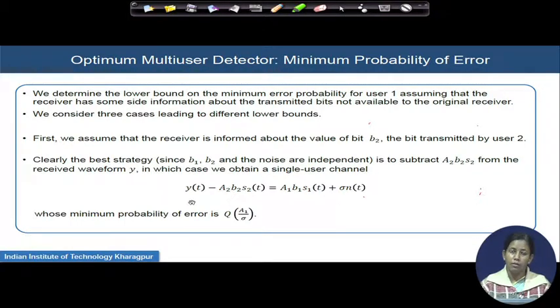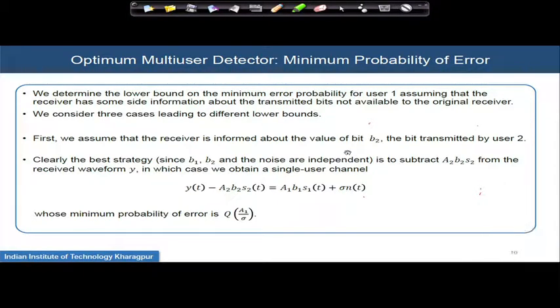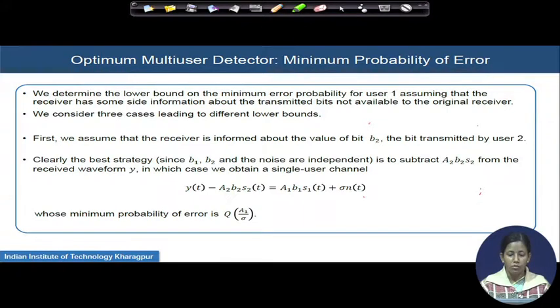The first condition is that we assume that the receiver is informed about the value of bit 2. So, we know what bit 2 is transmitted at this moment, and this is the bit transmitted by user number 2, whereas I am interested in computing the error probability of user 1. So, the condition is that you compute the lower bound on the error probability of user 1 given the information about bit 2, which is user 2's transmitted bit.